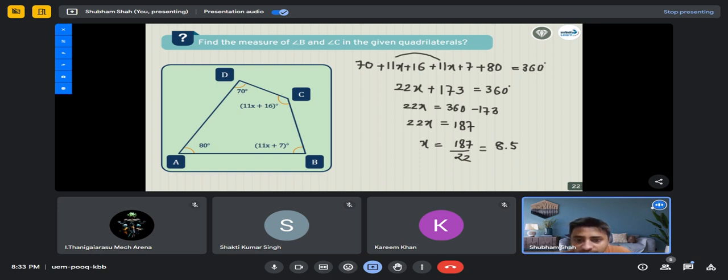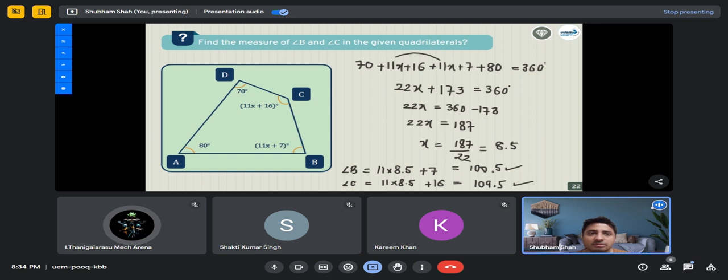Now, the value of angle B. Angle B is 11 into 8.5 plus 7. And the value of angle C is 11 into 8.5 plus 16. So, what is 11 into 8.5 plus 7? 100.5. And 11 into 8.5 plus 16 is 109.5. So the answer of angle B is 100.5 and the answer of angle C is 109.5. Okay, you just have to do the calculation part. Clear? Anybody is having any doubt?